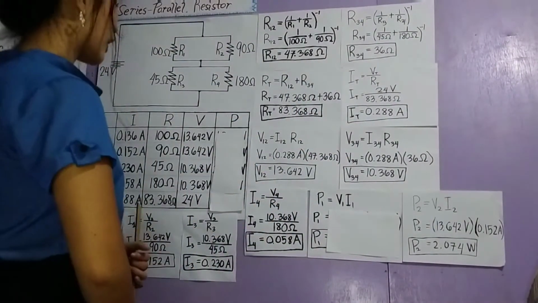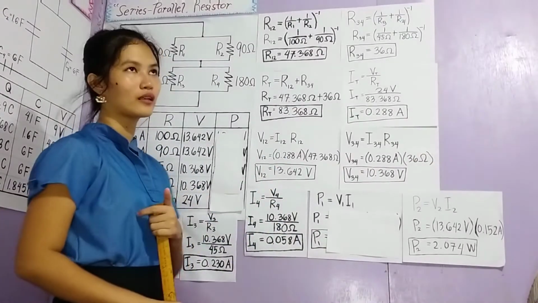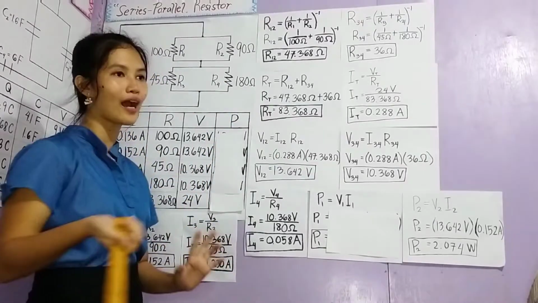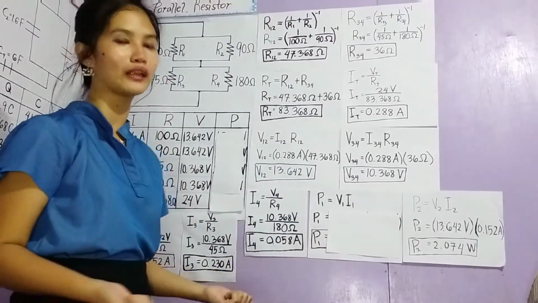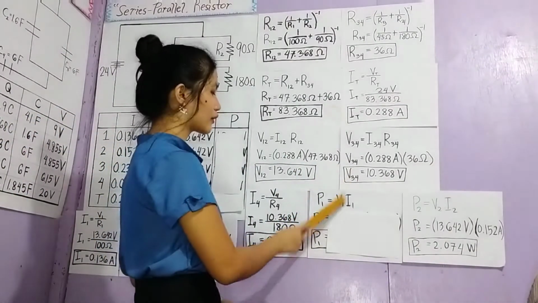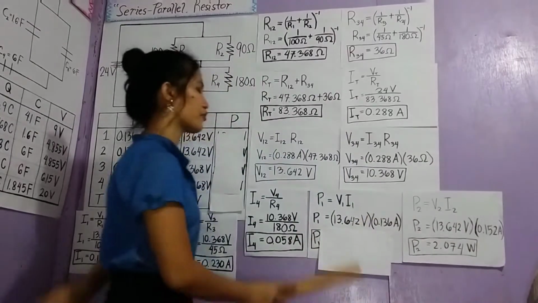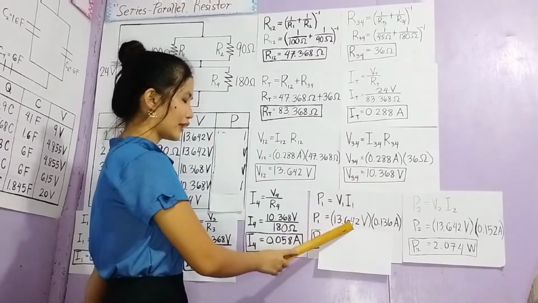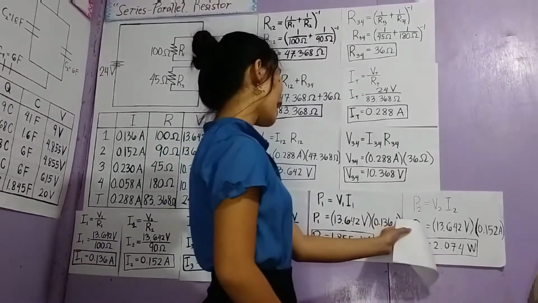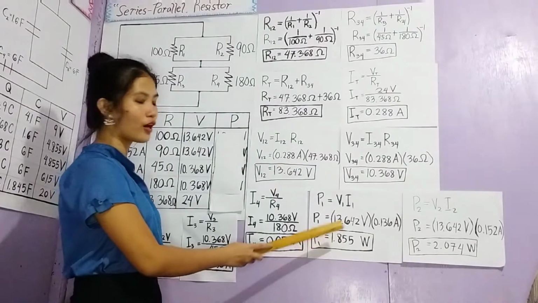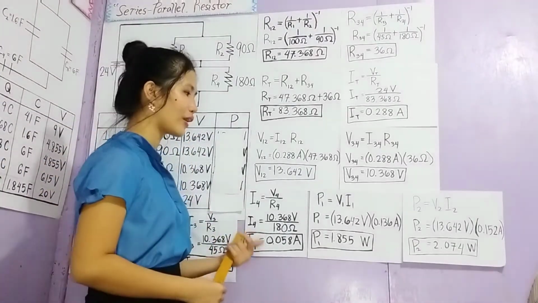Now let's proceed to calculating our power. The formula for power is P equals V times I. In solving for the power, let's solve it individually. So P1 is equal to V1 times I1, and putting down their values, we have 13.642 volts times 0.136 amp, and using the calculator, we get an answer of 1.855 watts.